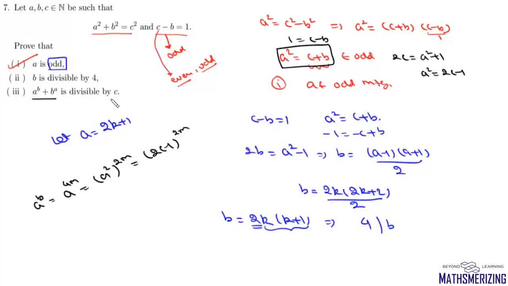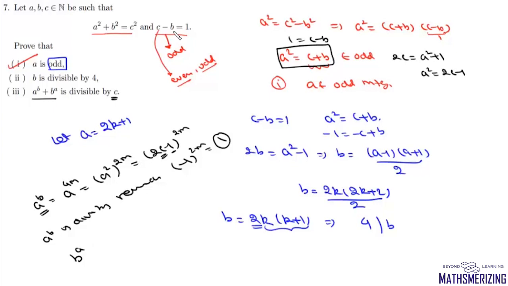Now we need to find divisibility by C, and the shortcut says express this A to the power B as a multiple of C, and then whatever is the constant term, that's your remainder. If A to the power B is divided by C, it leaves the remainder (minus 1) to the power 2m, that is simply 1. Now we'll find B to the power A.